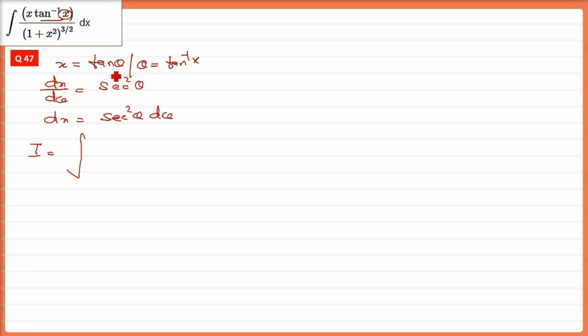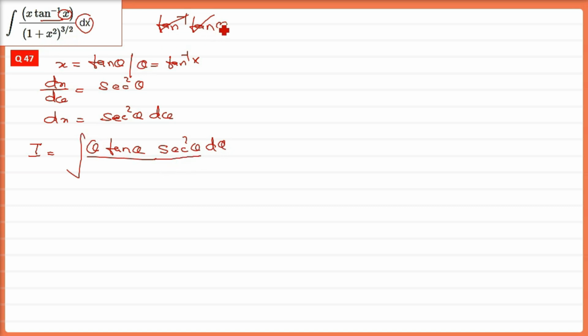Now x was taken as tan theta, write tan theta here. Tan inverse x, that is tan inverse of tan theta. Now this will give you theta. So it will be theta tan theta, over 1 plus x squared to the power 3 by 2. We have to replace dx also. Dx was sec square theta d theta. Then we'll deal with the 1 plus x square to the power 3 by 2.